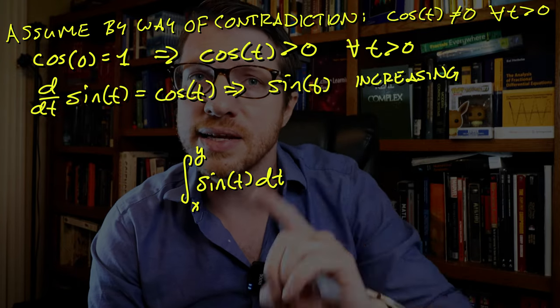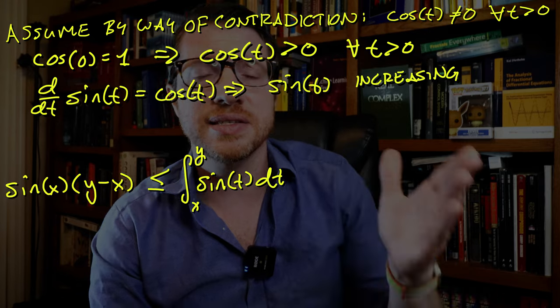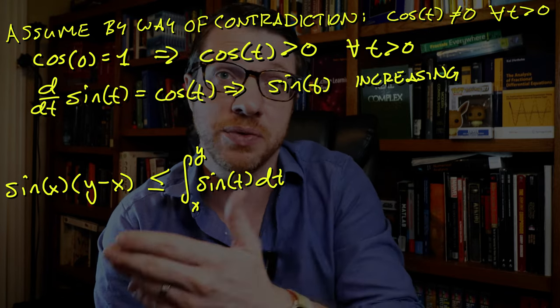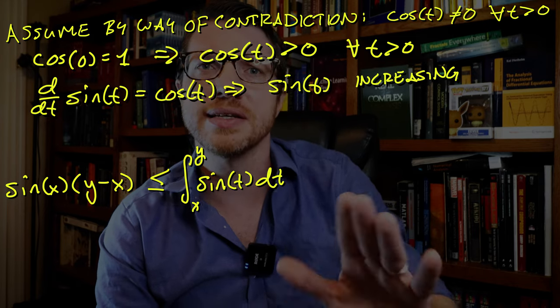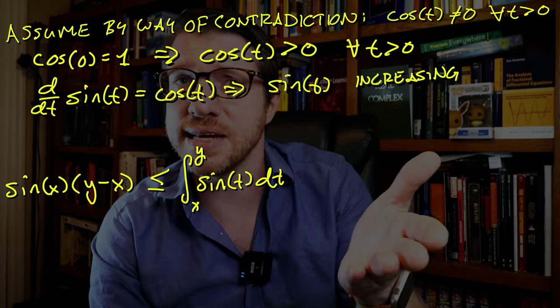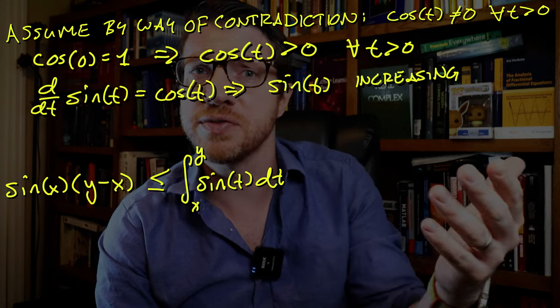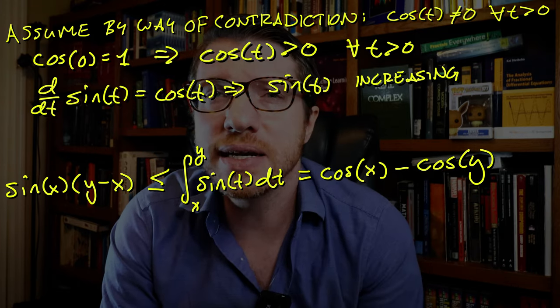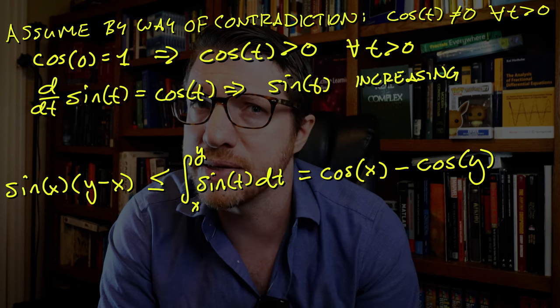We know that this integral is bounded below by sine of x times y minus x, since sine of x is smaller than all the subsequent values. Sine is strictly increasing in this case. We also can integrate this exactly, since we know that the antiderivative of sine of t is minus cosine of t from our power series. So we end up with a difference of cosine values on the right.